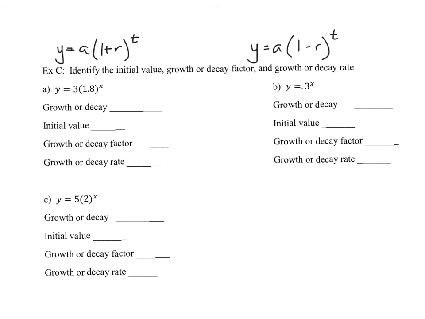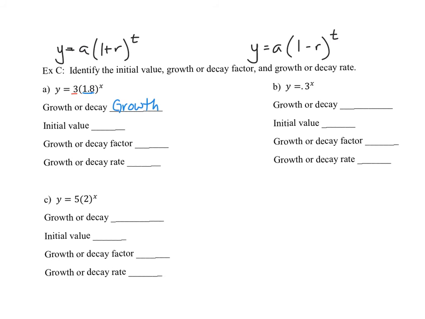So we look at this number right here, and I ask, is that bigger than 1? Yeah, that totally is, right? So that's growth. Then our initial value is 3. It's always that A value in front. And I say initial value, that's the same thing as starting value. Those words are all synonyms, right?